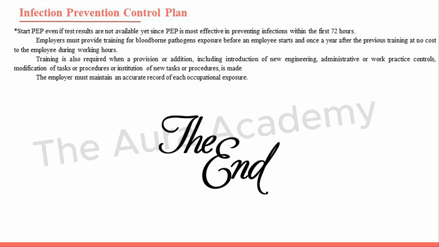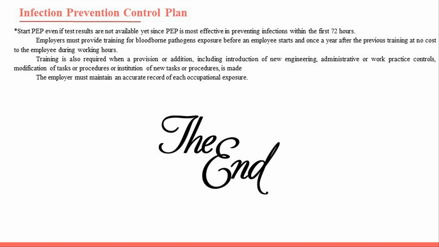Employers must provide training for bloodborne pathogens exposure before an employee starts and once a year after the previous training, at no cost to the employee during working hours. Training is also required when a provision or addition is made, including introduction of new engineering, administrative or work practice controls, modification of tasks or procedures, or institution of new tasks or procedures. The employer must maintain an accurate record of each occupational exposure.